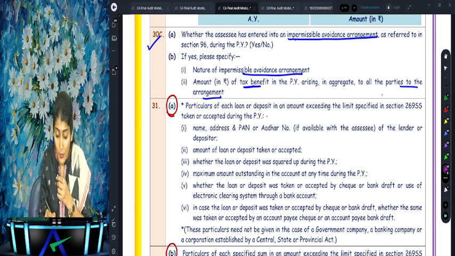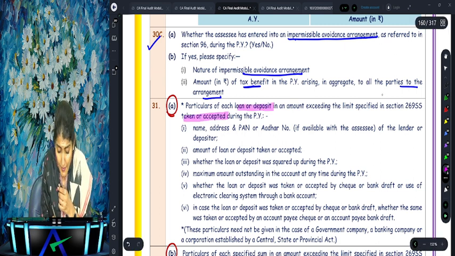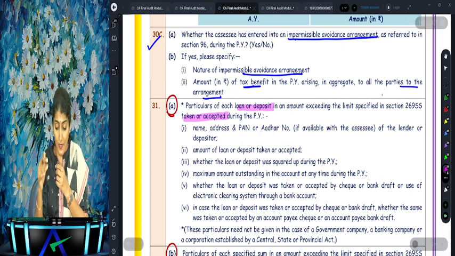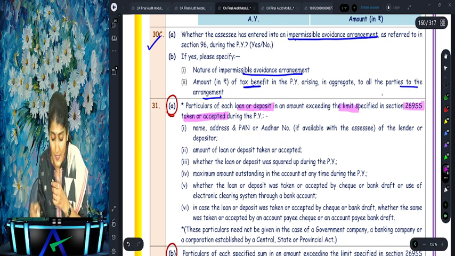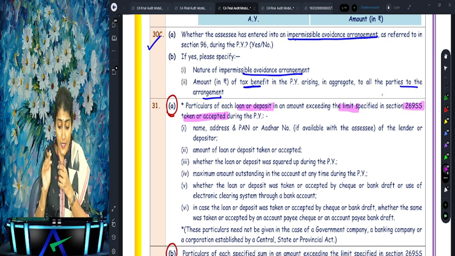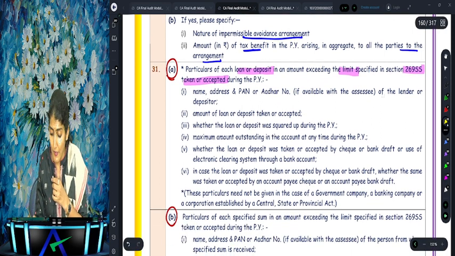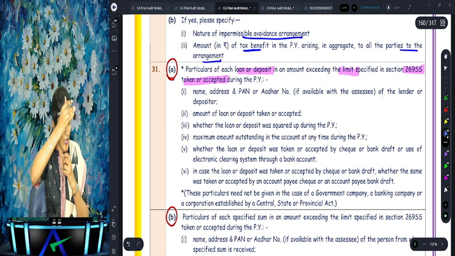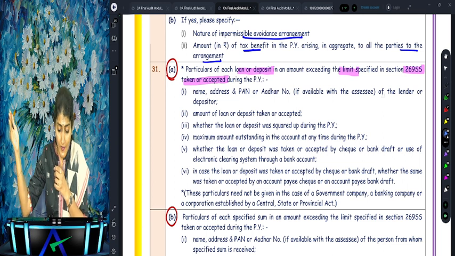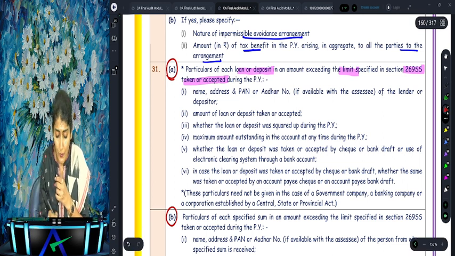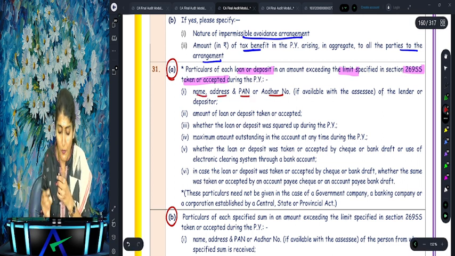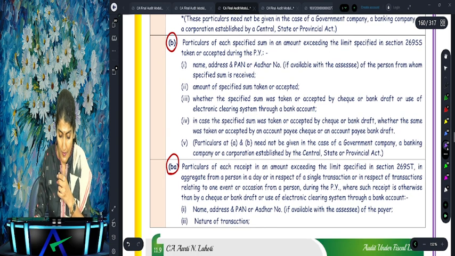20,000. So a loan or deposit which has been taken or accepted during the previous year exceeding the limit in 269SS. What does it say? Details: name, address and the PAN or the Aadhaar. The name, the address, the PAN or the Aadhaar if available. Earlier there used to be only name, address, PAN. Now what they've also added over there is the Aadhaar, right? So name, address, PAN or the Aadhaar. Again over here, name, address, PAN or the Aadhaar.